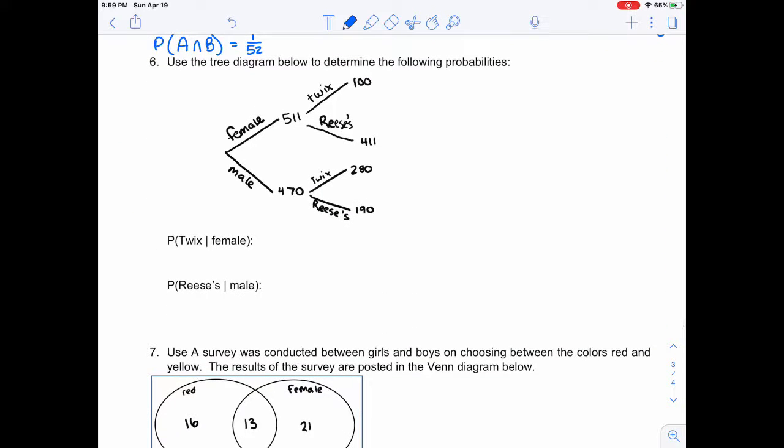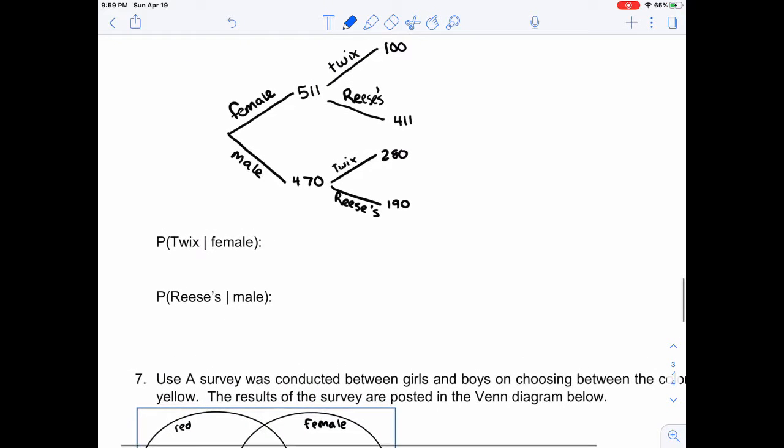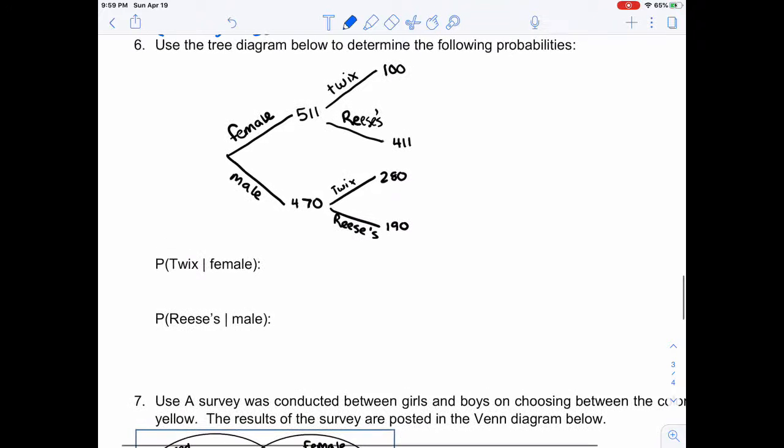6 here, we're also going to see problems where we use a tree diagram to find probabilities. So looking here, we want to find the probability of a Twix given that a female picked it, okay? So remember, this line right here, that just means given, okay? So what is the probability of us picking a female who has picked a Twix, basically? Well, let's look. Females, we see that there's 511 females. So how many out of those females picked a Twix? Given that we have a female, how many picked Twix? We can see that 100 picked our Twix. So our probability is going to be 100 out of 511, since we're dealing with just given that it's a female, okay?